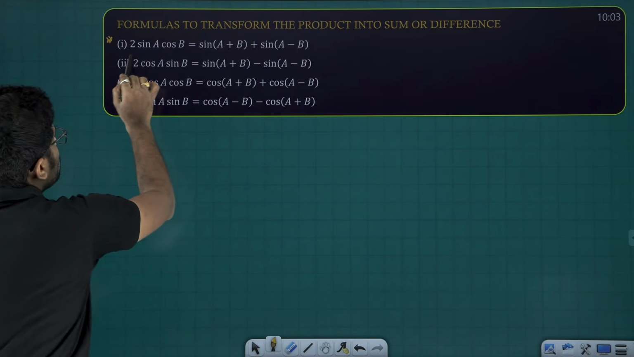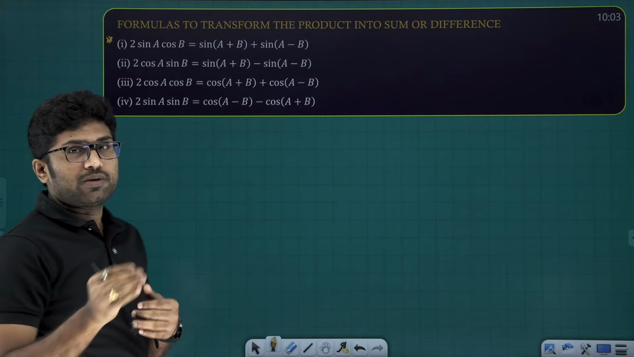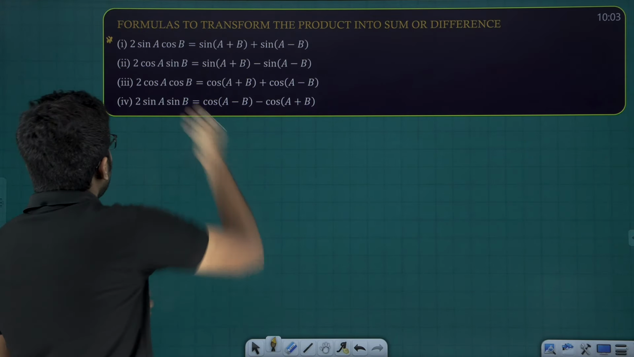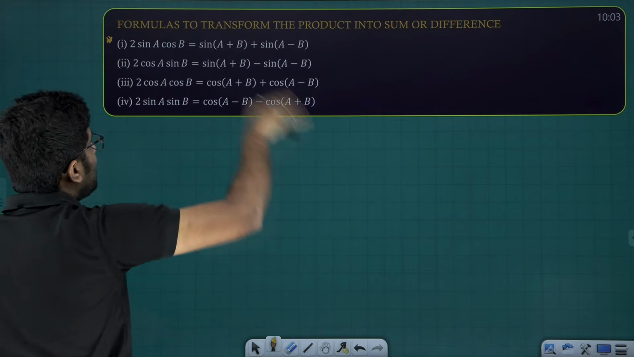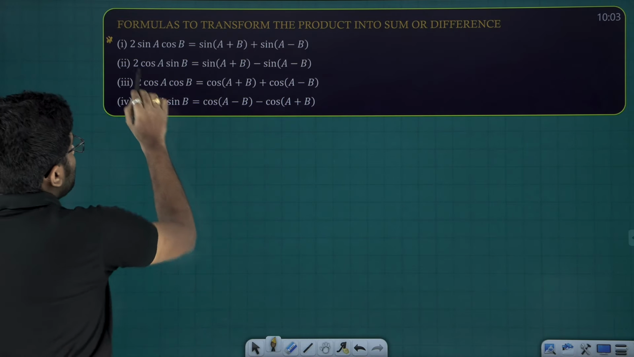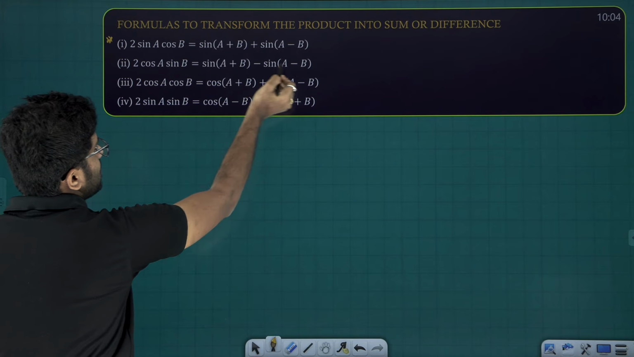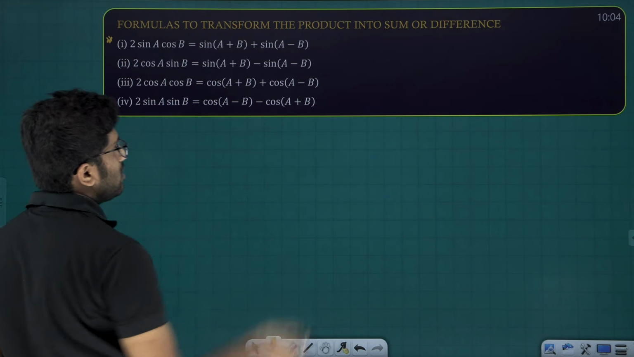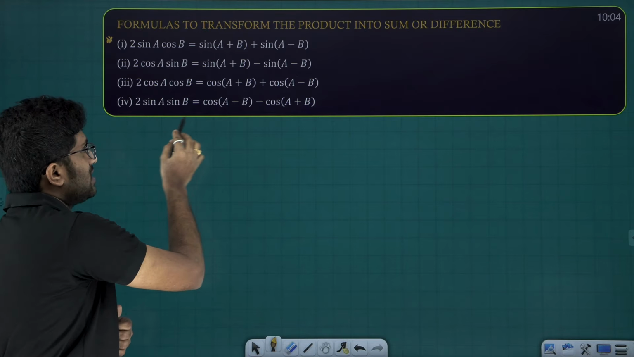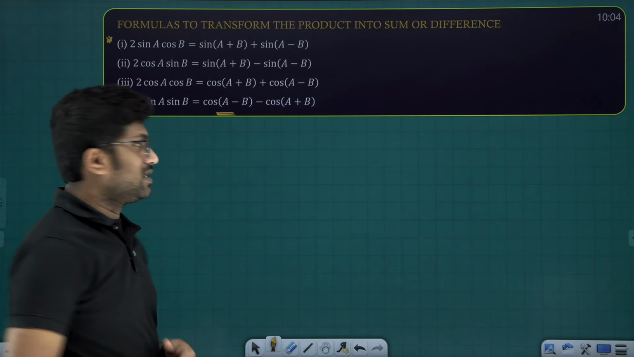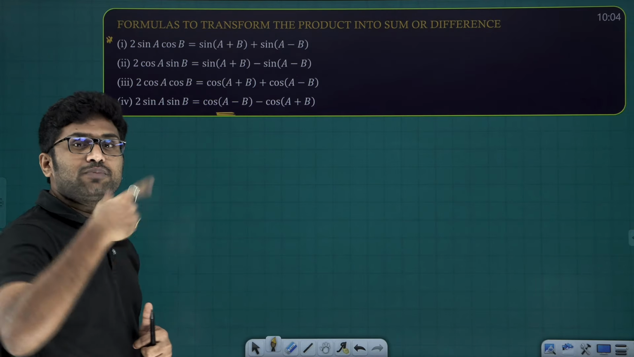So whenever you come across a product of sin and cos, then you will be using this. 2 sin A cos B is sin(A+B) plus sin(A-B). 2 cos A sin B is sin(A+B) minus sin(A-B). 2 cos A cos B is cos(A+B) plus cos(A-B). And 2 sin A sin B, just remember the change, is cos(A-B) minus cos(A+B).